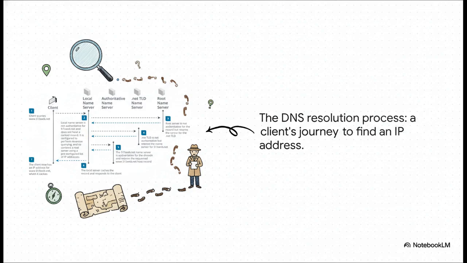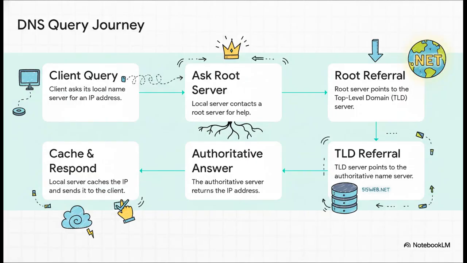Let's trace that journey. Okay, here's how the detective story plays out. First, your computer asks its local DNS server. Think of this as the local library. If the librarian hasn't heard of that website before, they have to go higher up. They ask a root server, one of the big bosses of the internet. The root server says, I don't know the full address, but I know who's in charge of all the .com websites. Go talk to them.